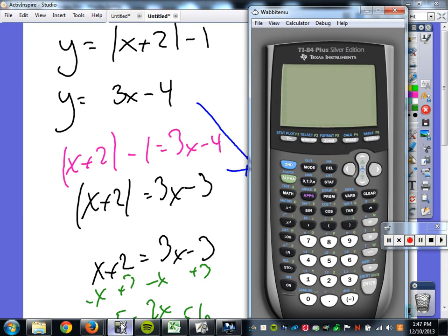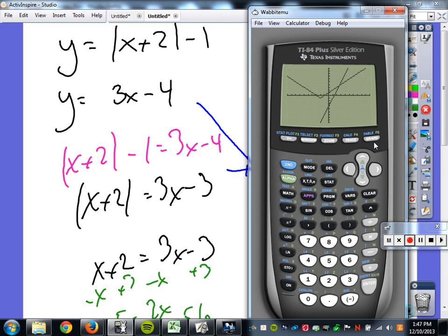Okay, so let's go up here. Y equals, I gotta turn it on again. So where do I need to go first? The math button, over to absolute value. What goes in it? X plus 2, minus 1. And what goes on the bottom one? 3x minus 4. There's our absolute value. There's the line.